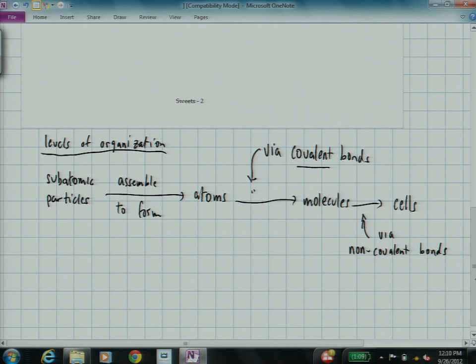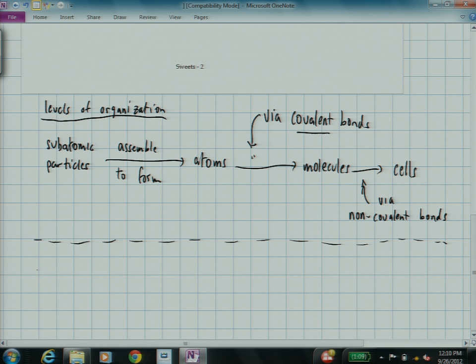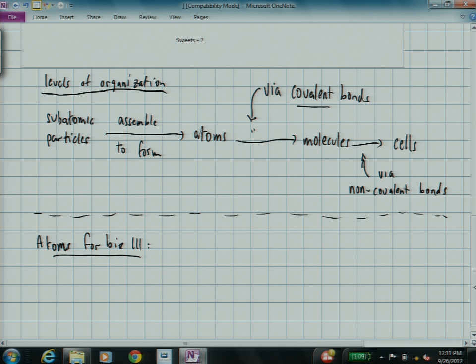So, because what I'm interested in is the chemistry you need to do biology, I'm going to do just the chemistry you need. And so we're going to limit our discussion. So these are the atoms for Bio 111. There's 103 different kinds of atoms, 106. They keep adding more. We're only going to worry about a couple.